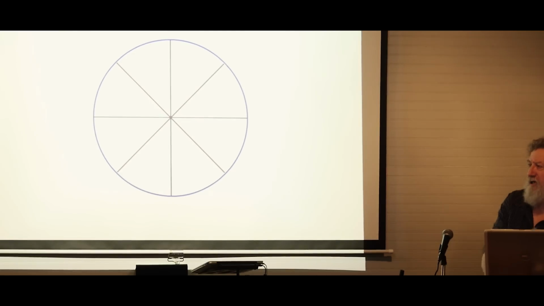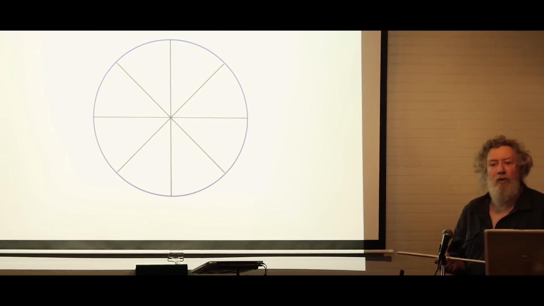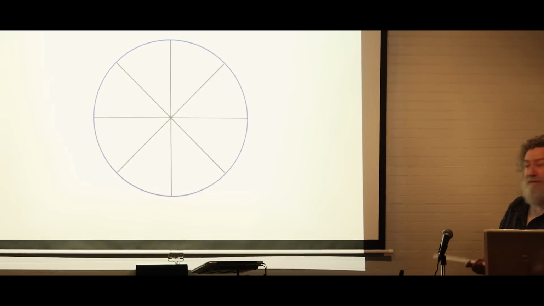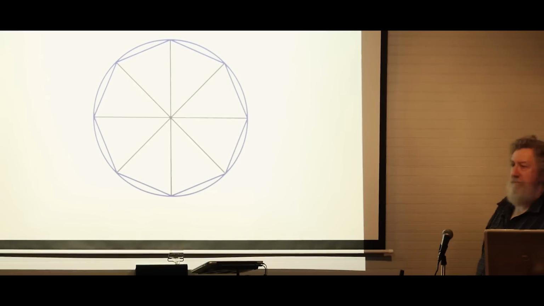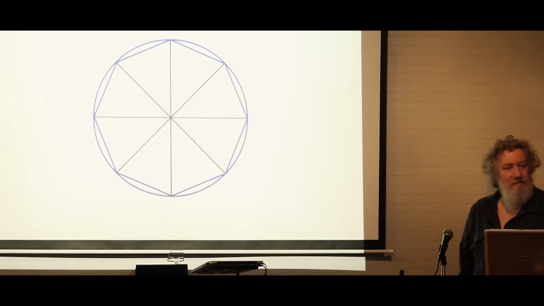So now, notice here, you have a circle divided into how many equal parts? 8 parts. So therefore you have the 8-fold division of a circle and the means to create an octagon.